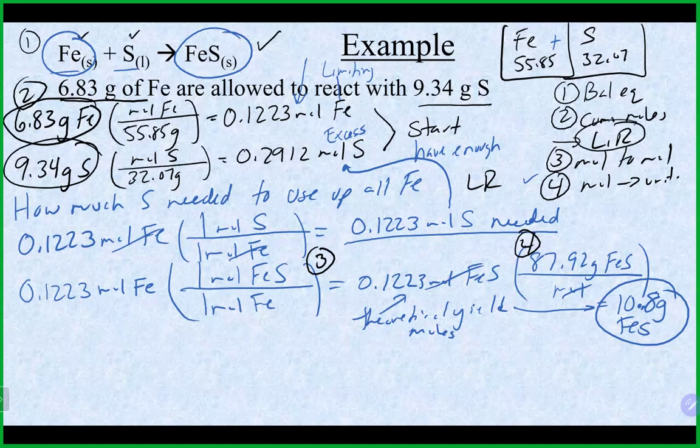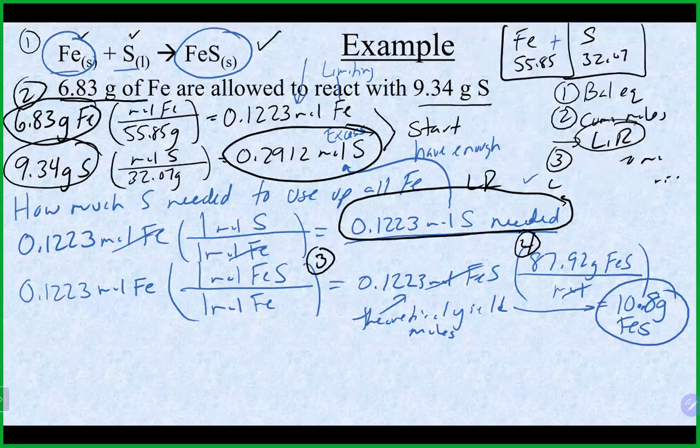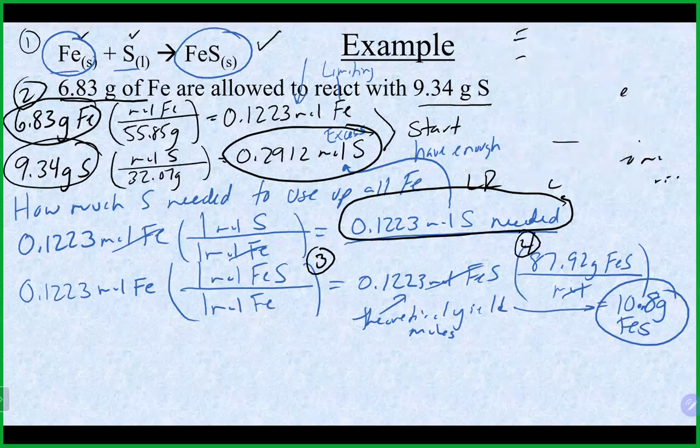Now, can I figure out how much of my excess reagent is actually left over at the end of the reaction? The answer is I actually can, based on the information I got. I know that I needed to use up this much of my excess reagent, and I know this is how much of my excess reagent I started with. So to figure out how much of my excess reagent's left over, actually I'll do it up here so it might be easier to see. Let me just erase some of this here.